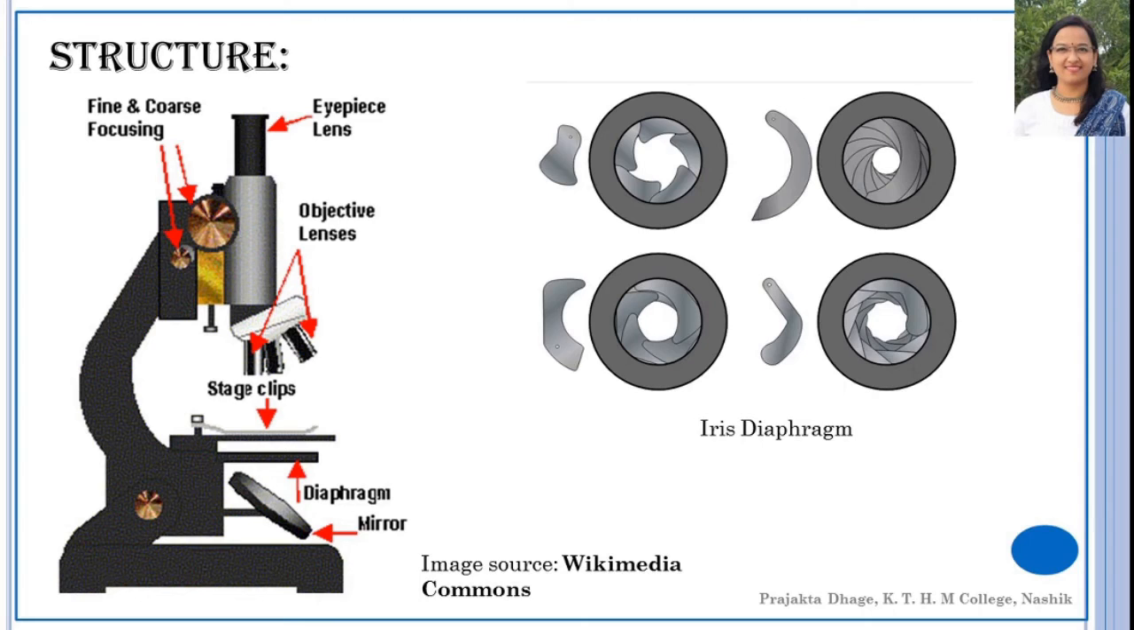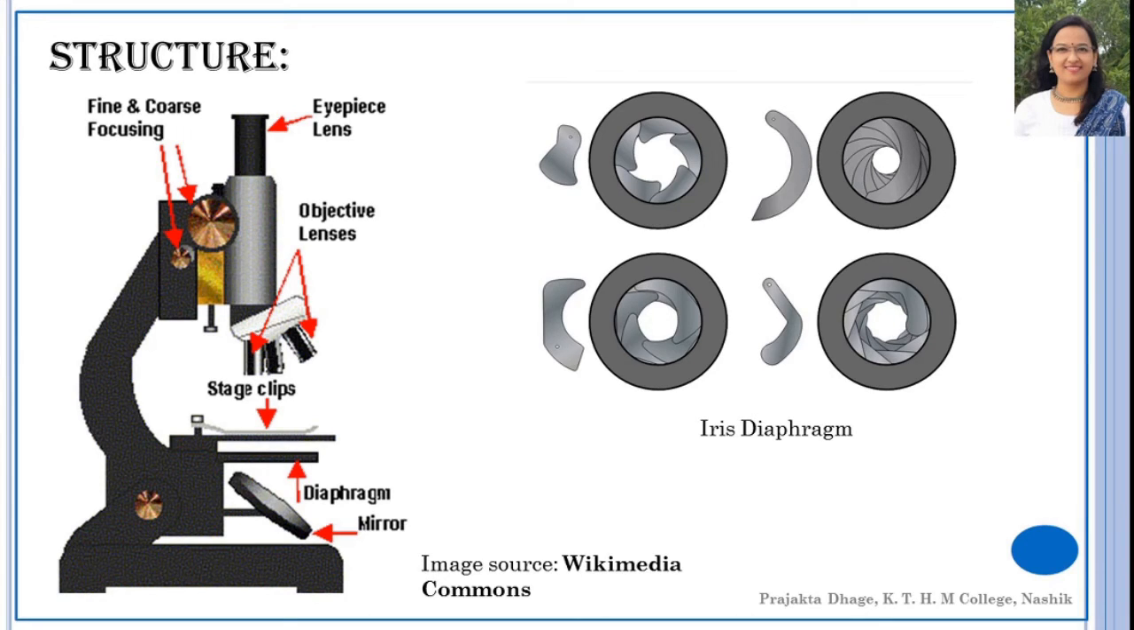It has a plano-concave surface to focus the converging rays of light on the object through the iris diaphragm and condenser in order to obtain a brightly illuminated image of the object.